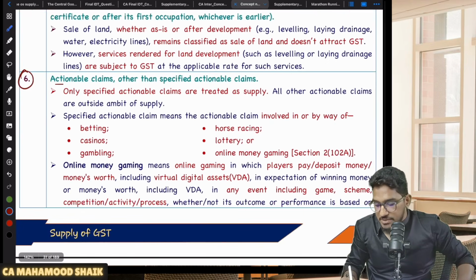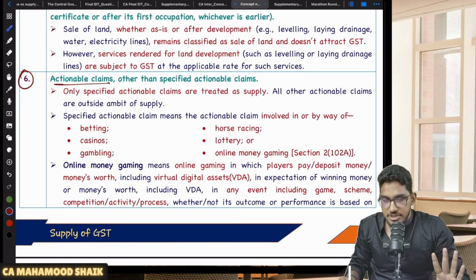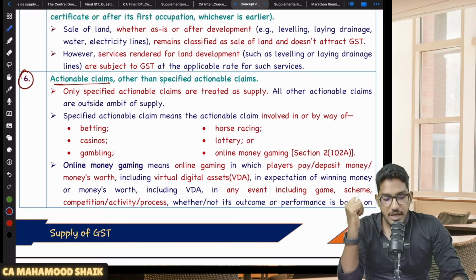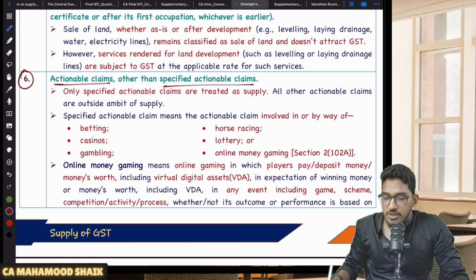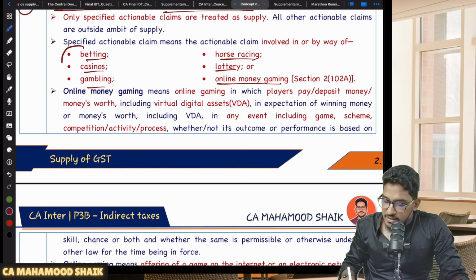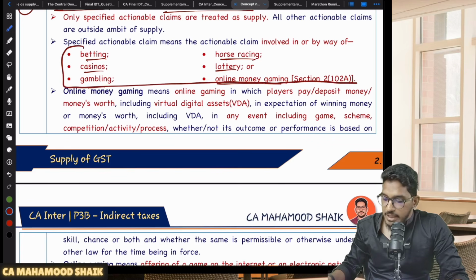Thereafter, actionable claims other than specified actionable claims. I have told you actionable claims will fall under the goods definition, but all actionable claims will not be treated as supply. Only specified actionable claims will be treated as supply. Sir, what are those specified actionable claims? Betting, casino, gambling, horse racing, lottery, and online money gaming. Only these 6 specified actionable claims will be treated as supply.